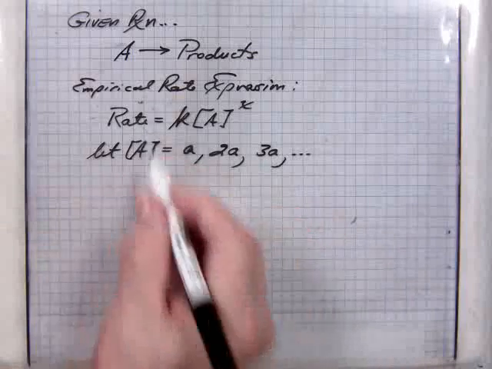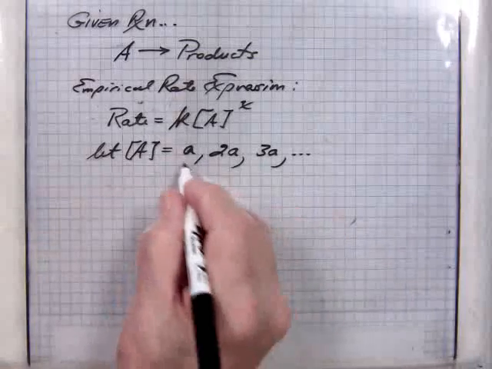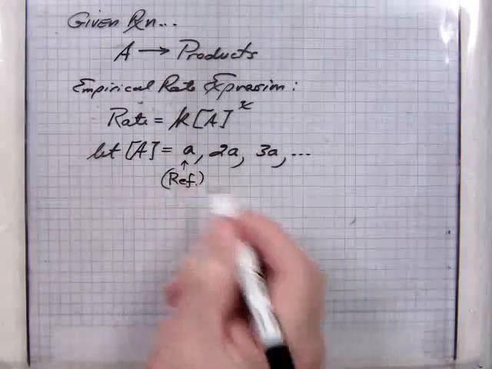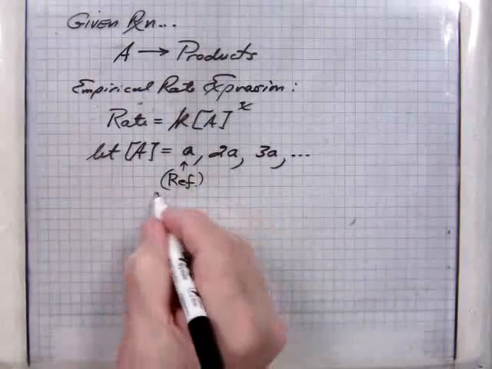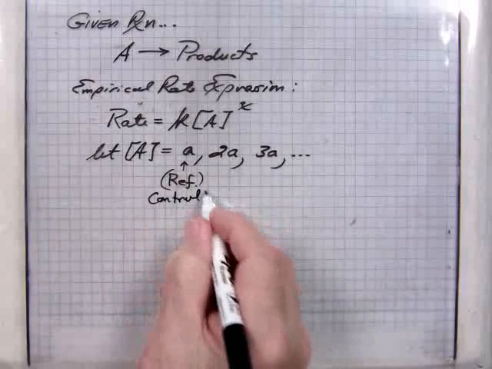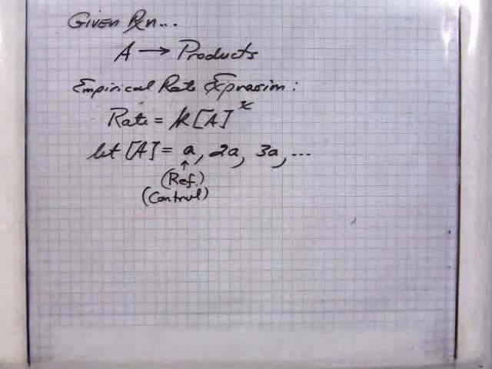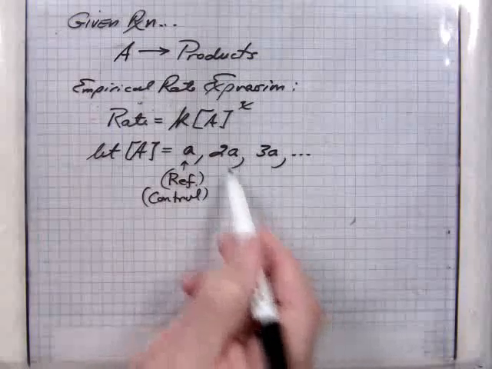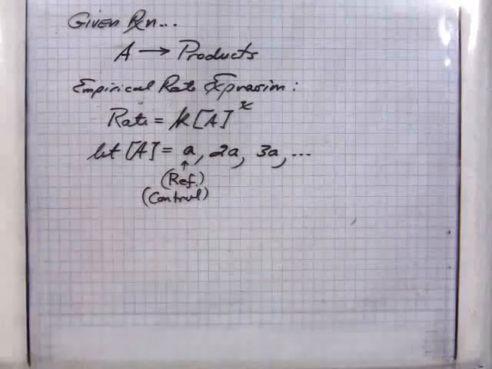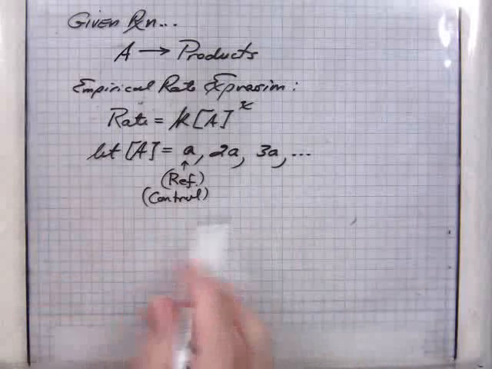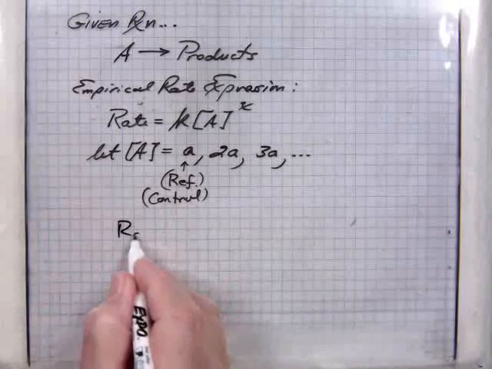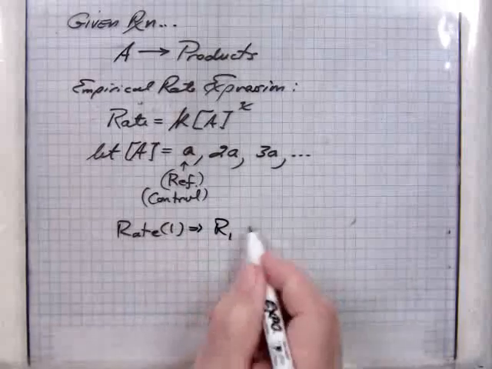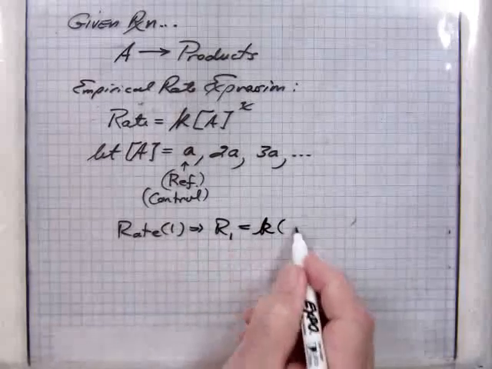So this will be, of course, the reference reaction, or control, as some people call it. The reference reaction, and then when you double the reaction, this is your experimental value that you're comparing to the control. So we start out with, say, rate 1, we'll call that R1, is equal to K times A raised to the X power.